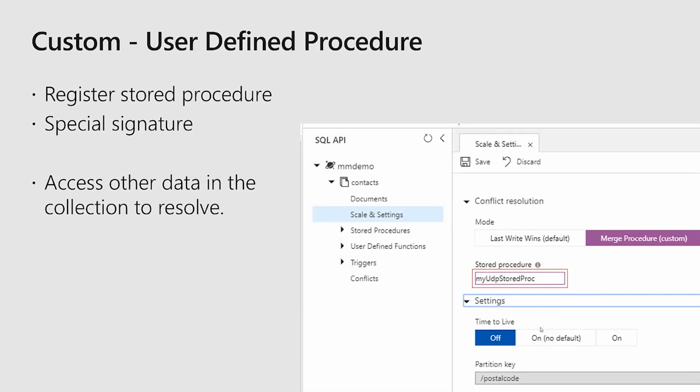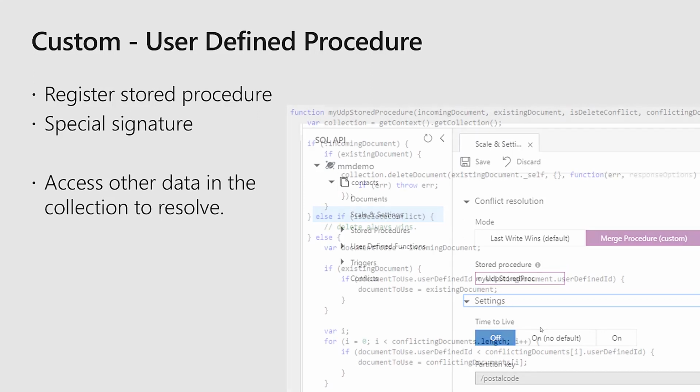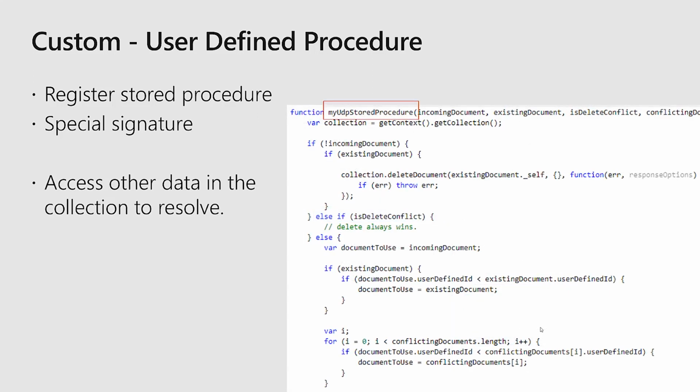The next conflict resolution mode is custom. So within the portal, you would select the custom merge procedure, and then you can register a stored procedure or a user-defined function within there, or user-defined procedure. Now this user-defined procedure has a special signature. And the nice thing about that is, since it's a stored procedure, you can access any other data within that collection and use that to resolve it.